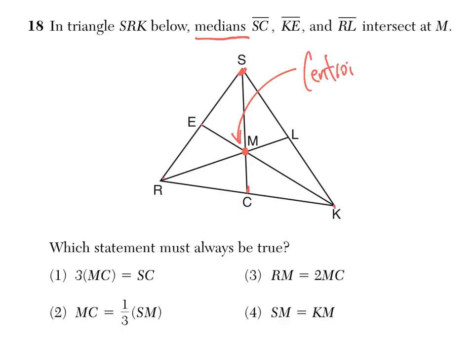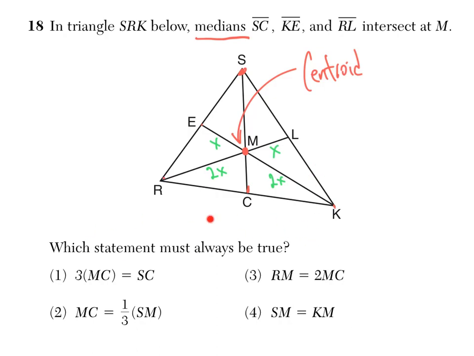Now, what's unique about the centroid? It cuts the medians into a 2-to-1 ratio. So that means that this, for example, is X. This would be 2X. Likewise, ML is 1 segment, or 1 unit. RM is going to be 2 units. And so what exactly does that mean? That means that MC is 1/3 the length of this entire segment SC. ML is 1/3 of RL. In contrast, MK is 2/3 of EK.